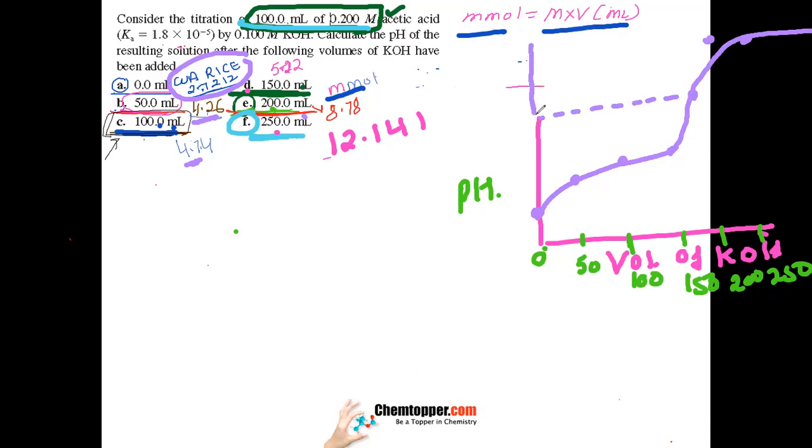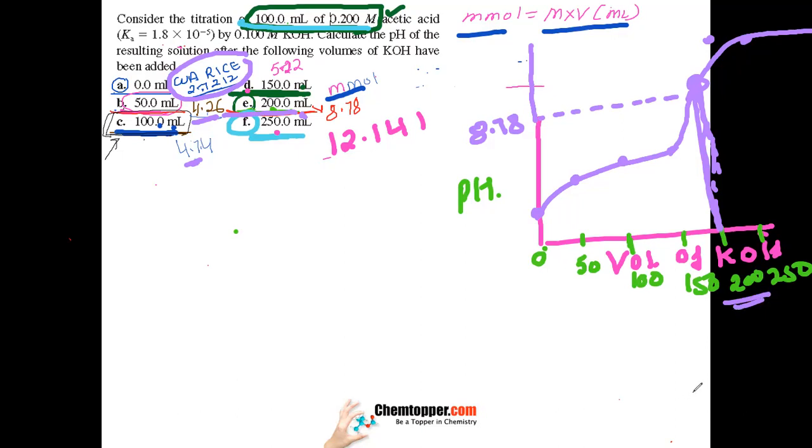And the pH at the equivalence point is 8.78. This is the equivalence point. 200. Sorry. 200 is the equivalence point. This one, equivalence point, 200. I'm not using a scale, so that's why things are not getting aligned properly. 200 is the equivalence point.